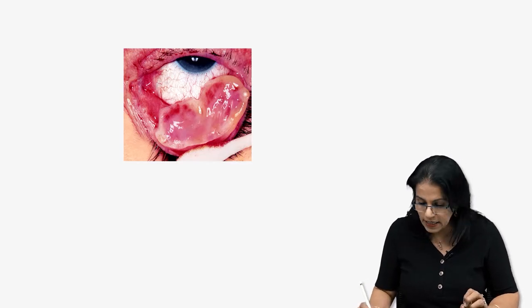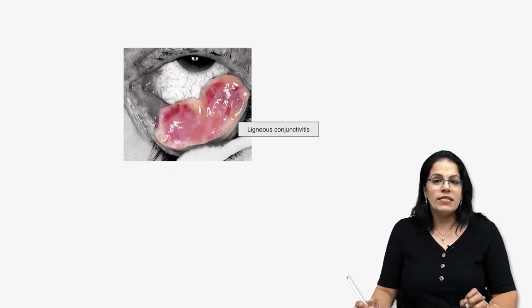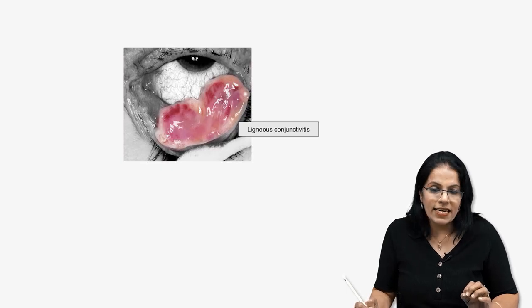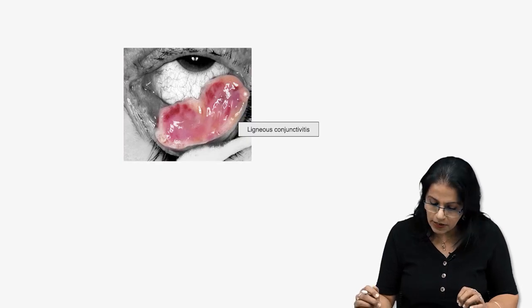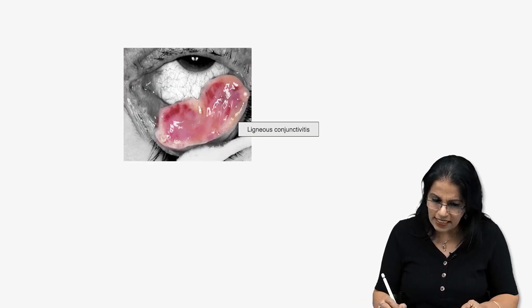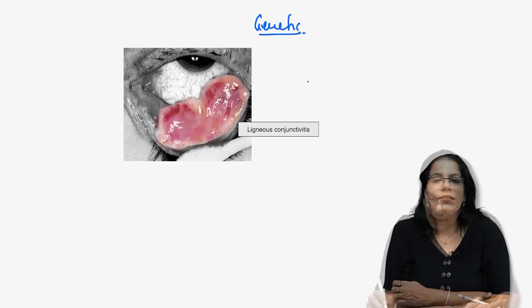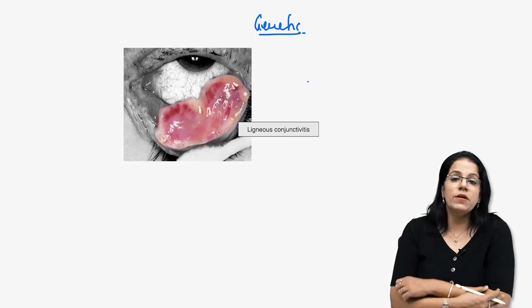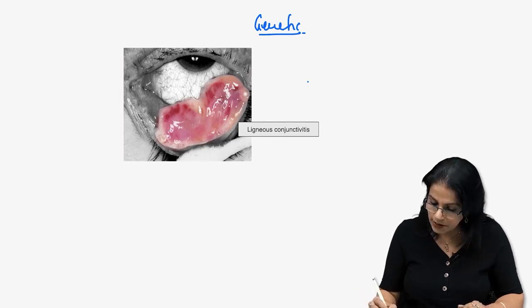This is again a typical pseudomembrane, which, as I told you earlier also, is called ligneous conjunctivitis. Again, this is going to peel very easily. This ligneous conjunctivitis is mainly a genetic condition, where the patient has pseudomembranes in different parts of his body. So, just remember this.